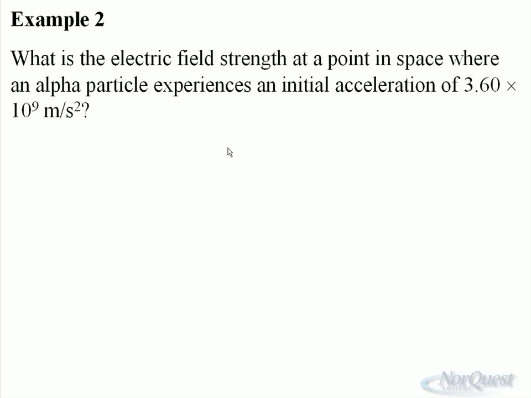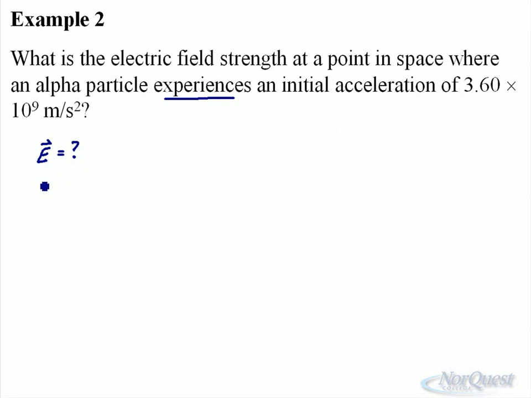Example 2, we're looking for the electric field strength at a point in space where the alpha particle experiences an acceleration of 3.60 times 10 to the 9 meters per second squared. So what they're giving you in this case, we want to know the electric field strength again. That's what we're being asked. We know we have an alpha particle.